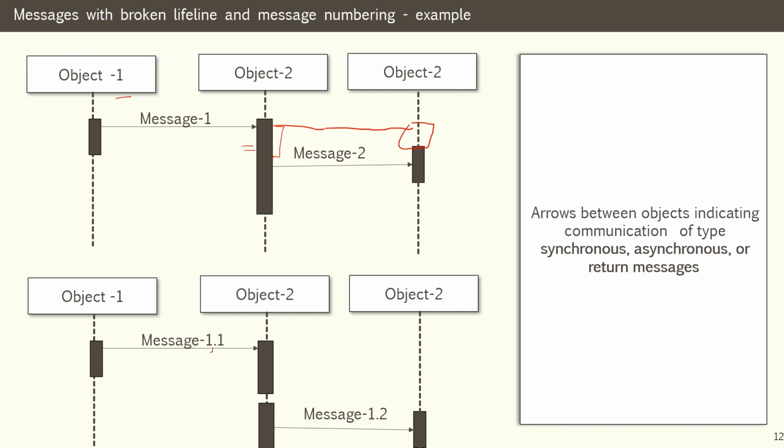Look here, another message where we have numbering. So the arrows between the lifelines indicate whether it is synchronous or asynchronous or a return message, and also provide the sequence of events.